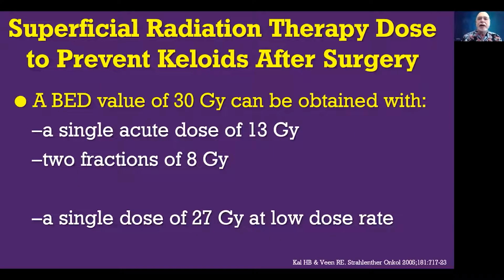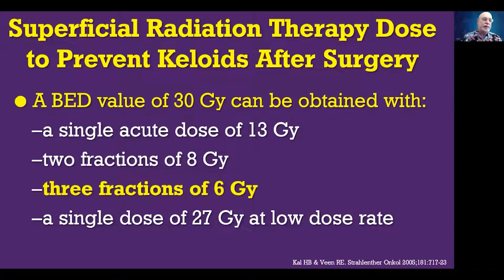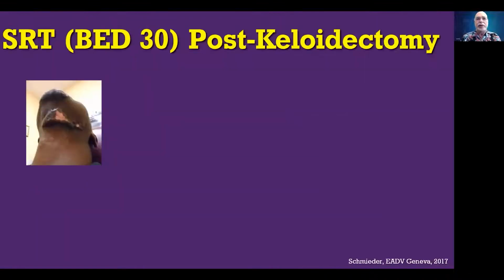And indeed, Kal et al. were able to identify the optimum biological effective dose, the BED, of superficial radiation therapy to reduce recurrences after keloidectomy. And that is a value of 30 gray. Now, that could be achieved by a number of dosage patterns, but the most common is 3 fractions of 6 gray on postoperative day 1, 2, and 3.